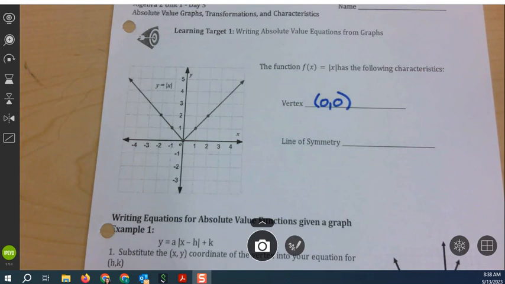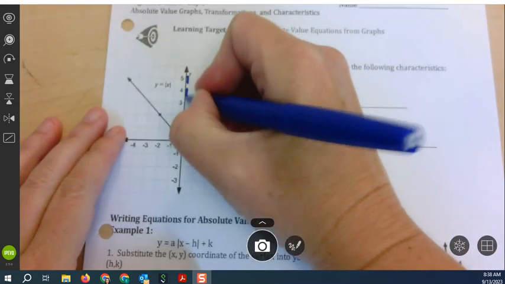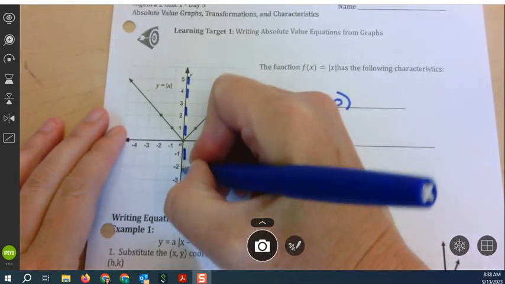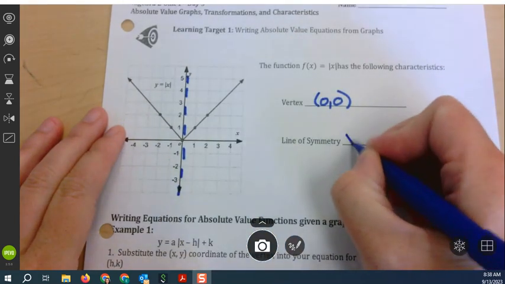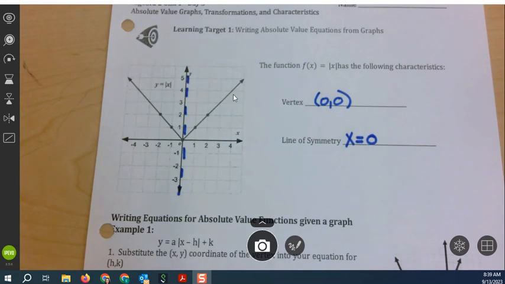So if I had a V shape and I flip it across a line of symmetry, it would still look like a V shape. And so that line of symmetry is right here in the middle. Since it's a vertical line, it's x equals, and then it's 0 in this case. All right, any questions about that point, the vertex, and your line of symmetry?